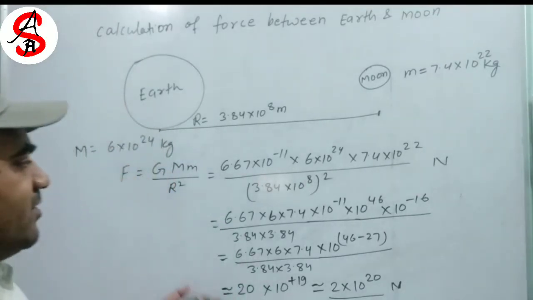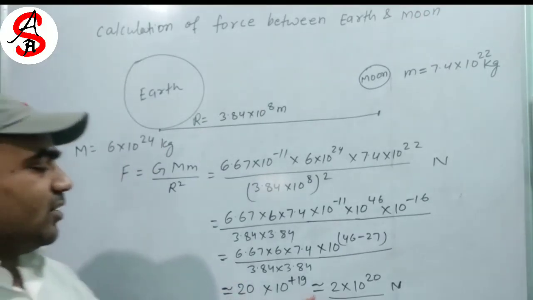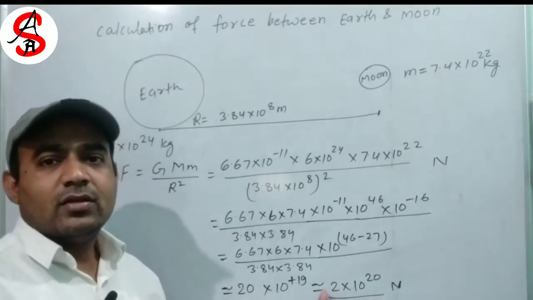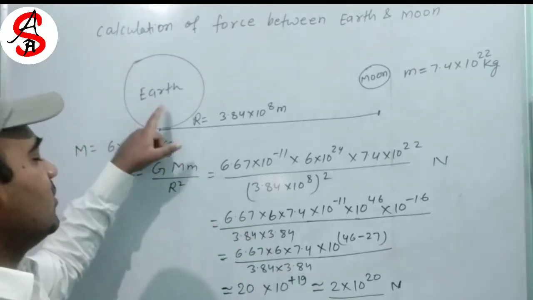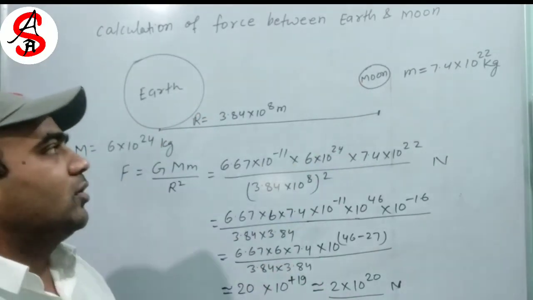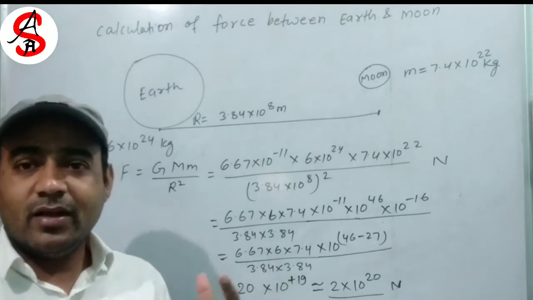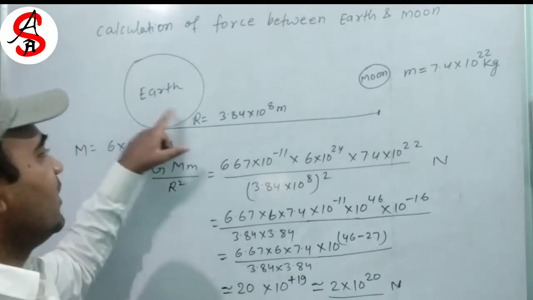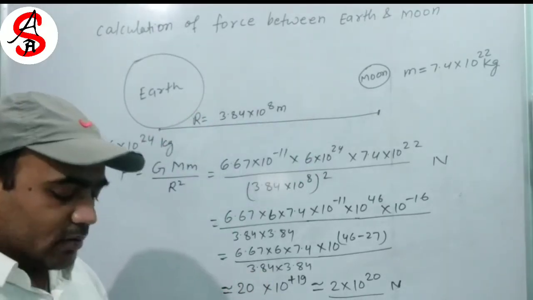Okay, this is a very simple calculation, and this large amount of force tells us that the Earth exerts a large force on the Moon and it gets attracted toward the Earth.